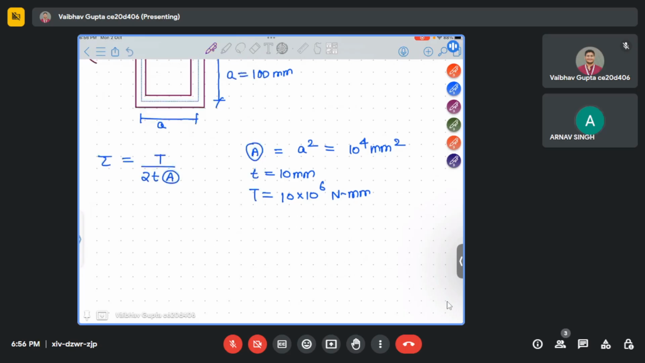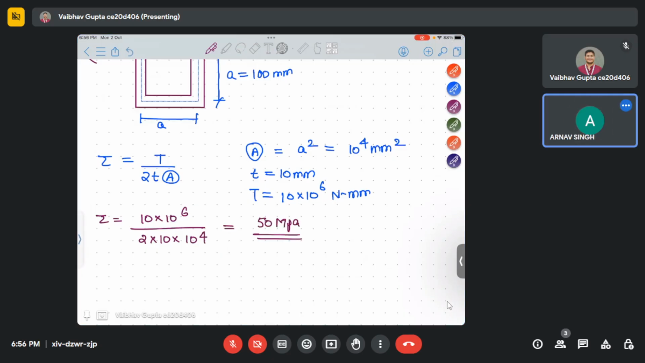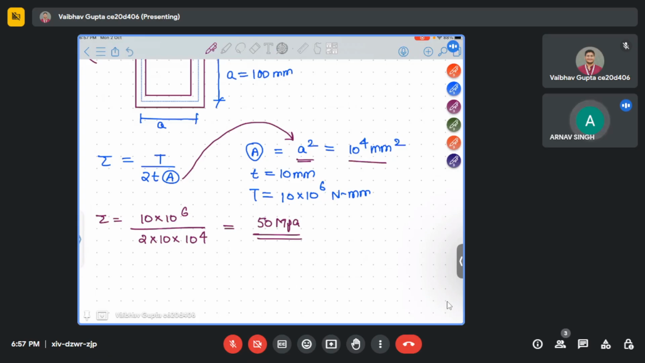Okay. So tau will be equal to 50 MPa. Sir, here it will be 2 a square, right? Small a square here. Sir, for shear tau also it will be a square, right? Where? The magnitude of shear stress that you calculated. Yes. So T upon 2t a square, right? Yeah, the enclosed area. No, the enclosed area is this. Okay, sir. I calculated here.